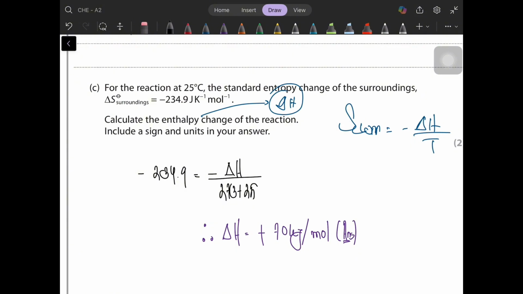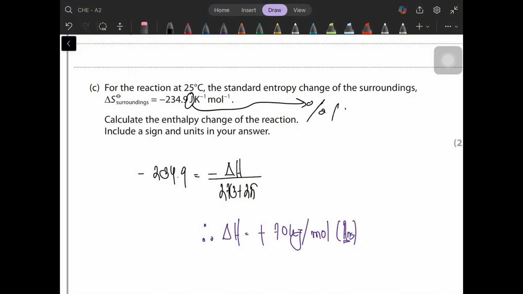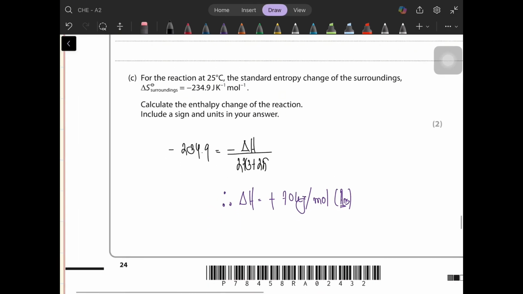You plug the temperature into the delta S surroundings value, but you have to convert the temperature into Kelvin, and from this you can make delta H the subject and find the value of delta H, and you have to include the unit, that is kilojoule per mole. This is in joule per mole, right? So you can divide this by 1000 to convert it into kilojoule per mole, or you can leave it as joule per mole. I would suggest converting it into kilojoule per mole. So yeah, this is what I've done over here. Let's just move on.